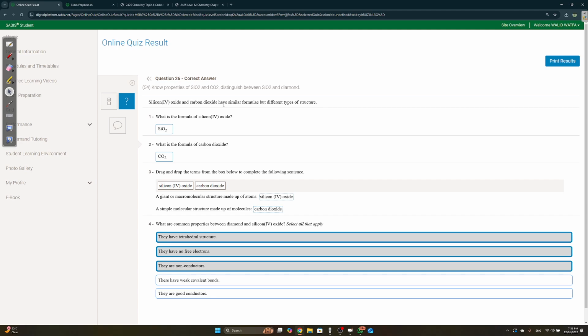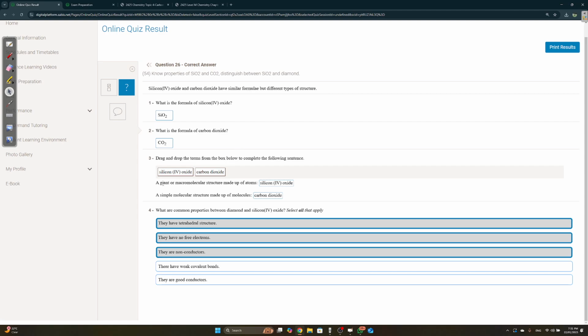So they're saying silicon oxide and carbon dioxide have similar formulae, but very different types of structures. We know the giant structure, which one's the giant one, is a network solid, and you guys know silicon dioxide forms a network solid. But carbon dioxide is just a gas, it's a molecular gas, so a simple molecular structure is carbon dioxide. What are common properties between diamond and silicon dioxide?